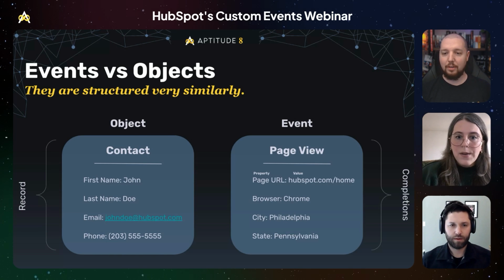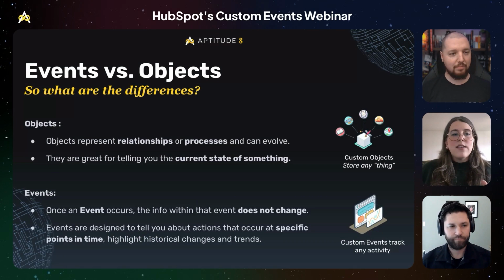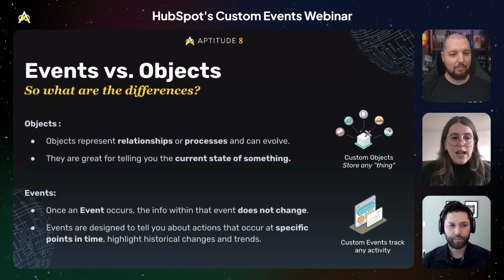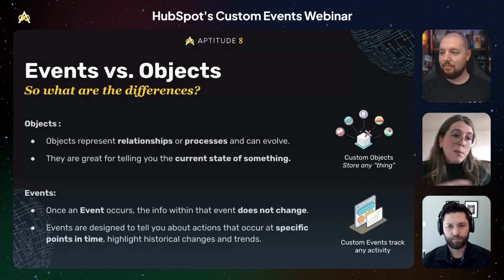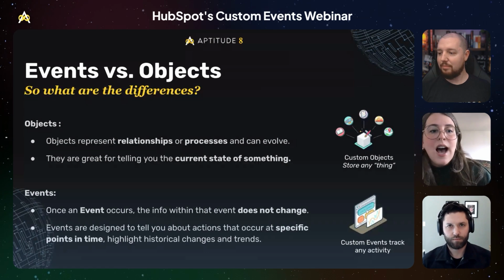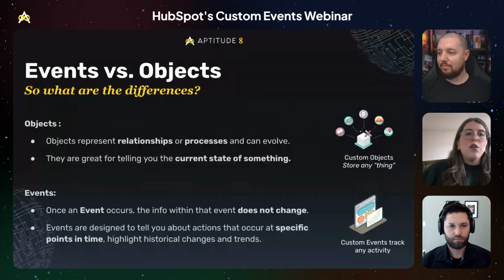How are they different? They're different because they represent different things. Events and objects are designed to tell you different kinds of data that's happening. So objects are designed to represent processes or relationships. They, by nature, can evolve, right? One gets a promotion, their title changes. You're going to update their contact record. Someone changes companies, you might change the company that someone is associated with, right? So objects are designed to tell you the current state of something.